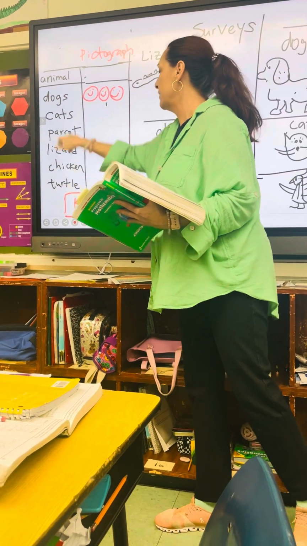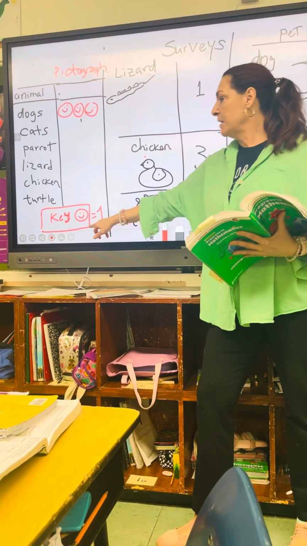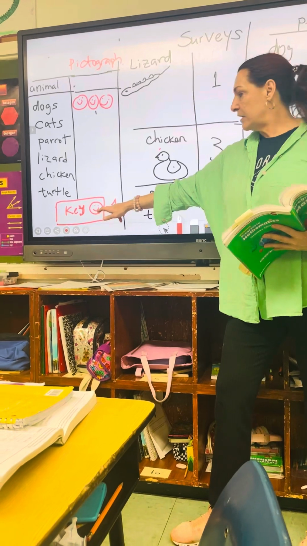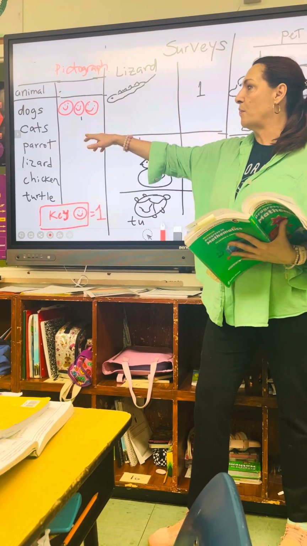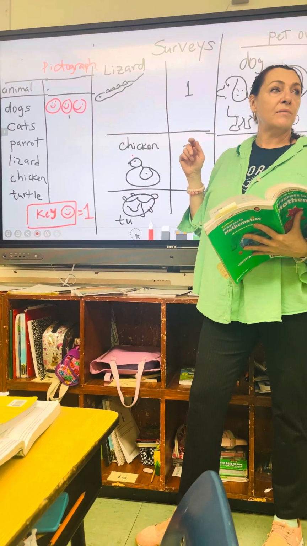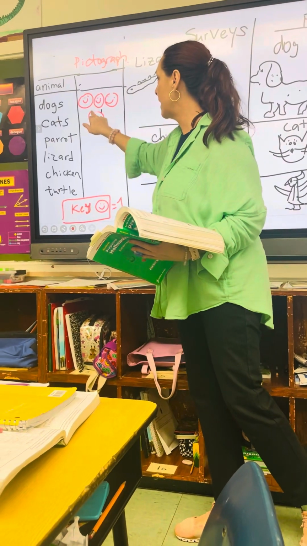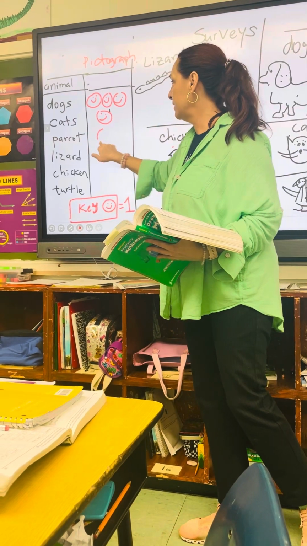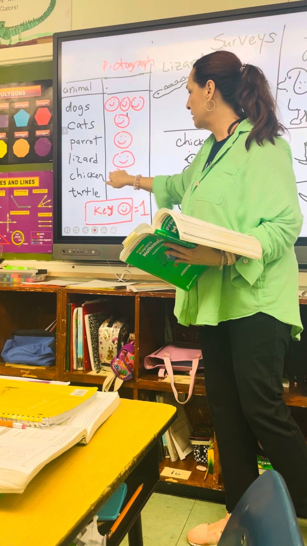So we have 3. That's my key. The most important thing, for the people that just came in, is to pay attention to the key. If a key shows 1 smiley face is equal to 1, so that's how we're going to represent it. For the cats, how many do I have to represent? Yeah. 1 smiley. And for the parrot? 1. Lizard? 1. Chicken, how many?